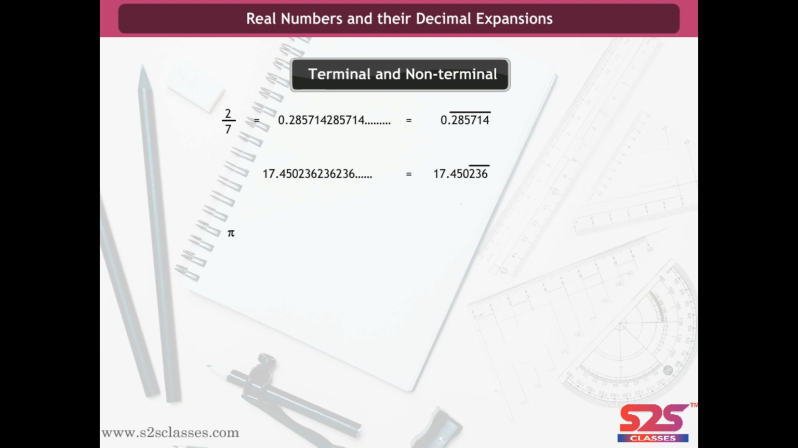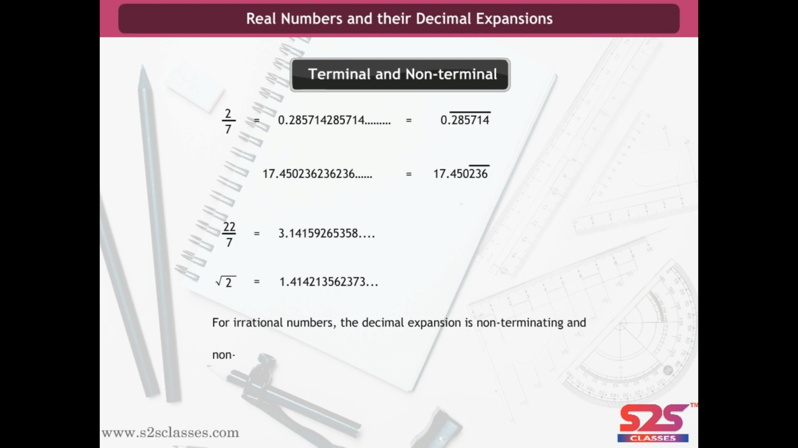The approximate value of pi is 22 by 7. The decimal expansion of pi is 3.14159265358 and so on, which is non-terminating and non-repetitive. In the same way, the decimal expansion of the square root of 2 is 1.414213562373 and so on, which is non-terminating and non-repetitive. For irrational numbers, the decimal expansion is non-terminating and non-repetitive.